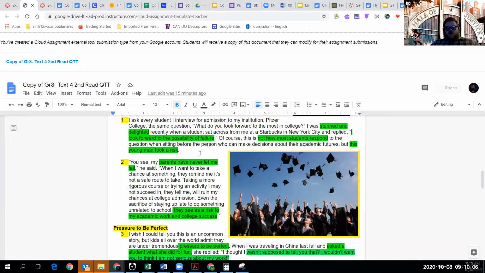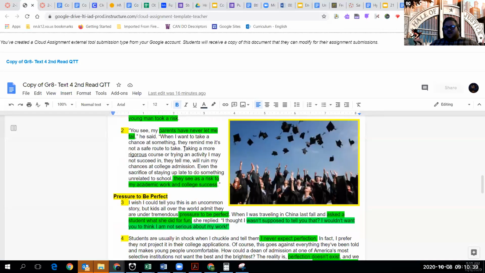Good vocabulary words. I was stunned and delighted recently when a student sat across from me at a Starbucks in New York City and replied, I look forward to the possibility of failure. That stood out to me as important because that's not normally what we think. Of course, this is not how most students respond to the question when sitting before the person who can make decisions about their academic futures. But this young man took a risk. I highlighted it because I think that's going to be very important. This guy is taking a risk.